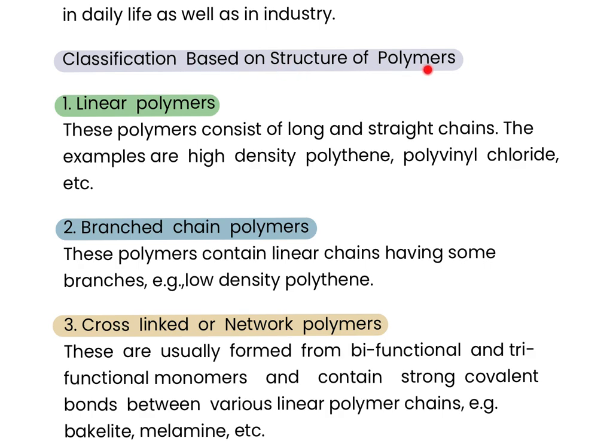Classification based on the structure of polymers. The first one is linear polymers. These polymers consist of long and straight chains. Example, this is a long straight chain. These are linear polymers. Examples are high density polyethylene, simply known as HDPE, and polyvinyl chloride, PVC, without branches, that is unbranched or linear straight chain polymers. High density polyethylenes are generally in crystalline form.